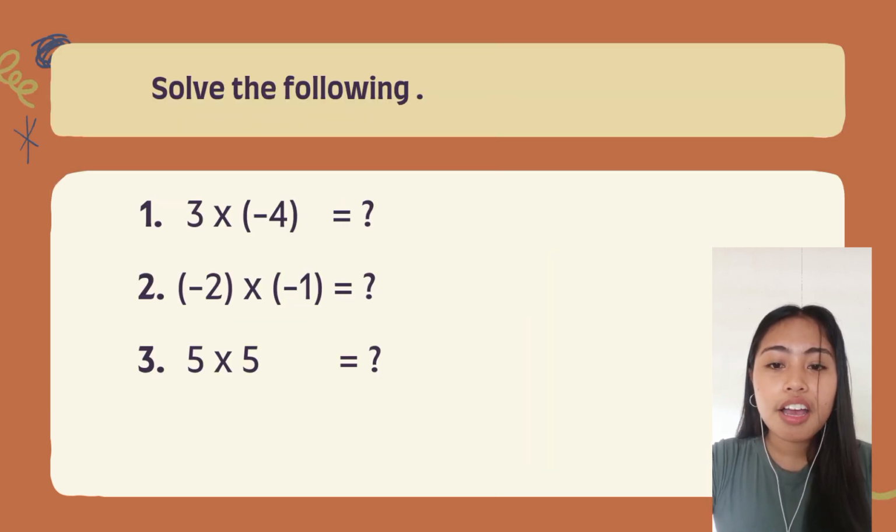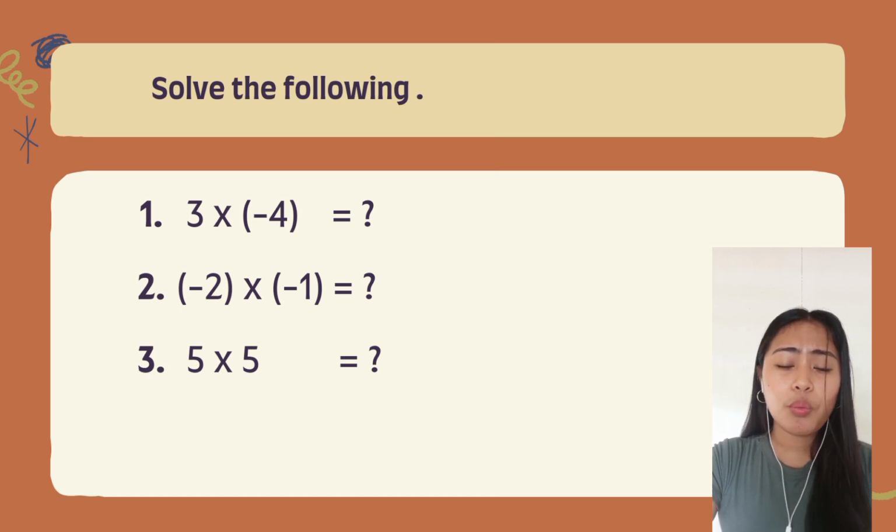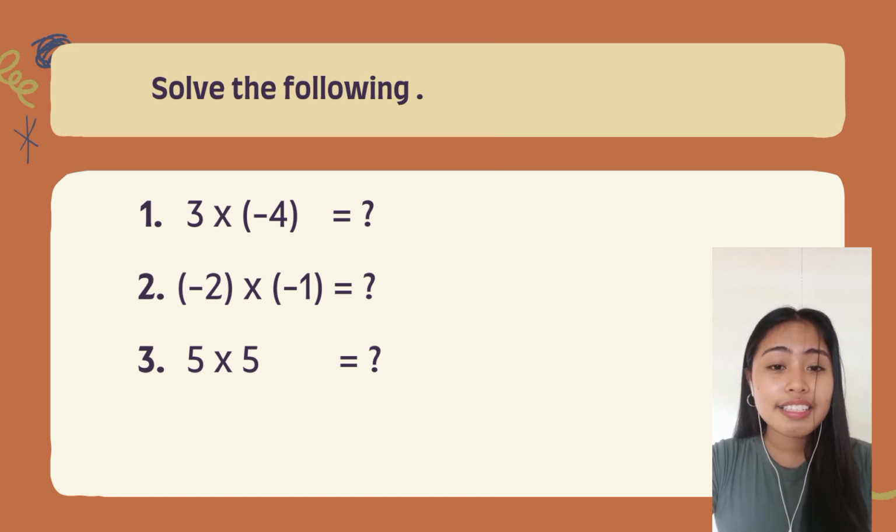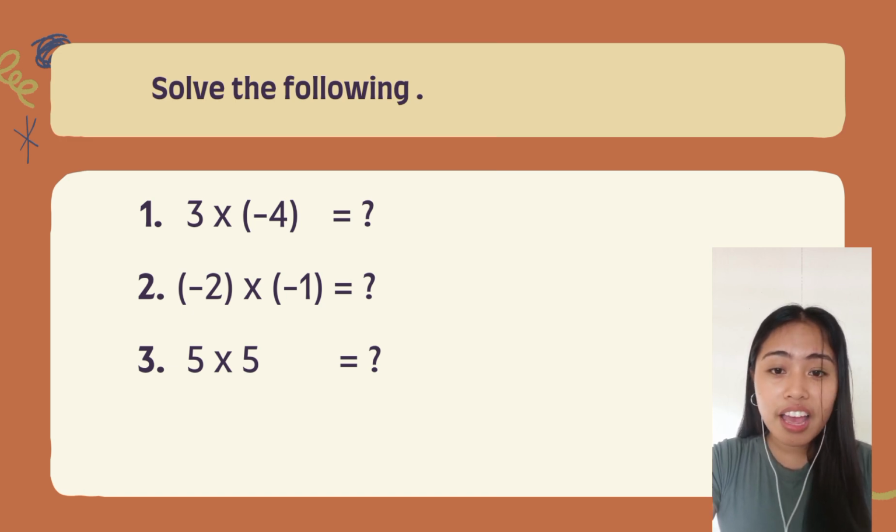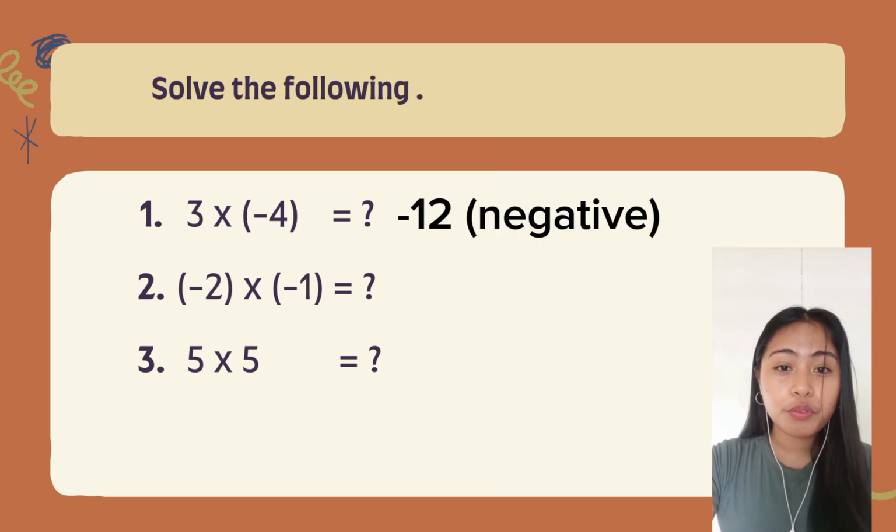So number 1, 3 times negative 4 is equal to, I see some of you are standing while others are waving their hands. What is the answer for number 1? 3 times negative 4 is equal to, it's negative 12. For those who stand up, get the correct answer.